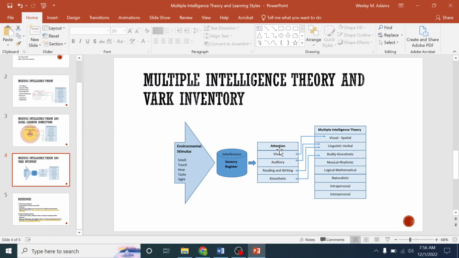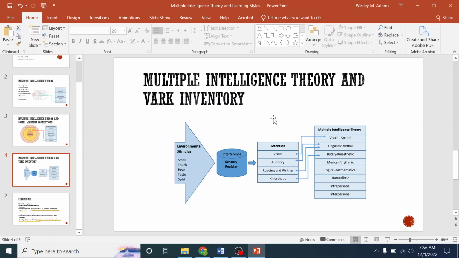And so now you can see the connection between visual and spatial from multiple intelligence theory. Auditory and reading and writing are kind of lumped up here in verbal linguistic. That's where those came from. And then kinesthetic is here at bodily kinesthetic.